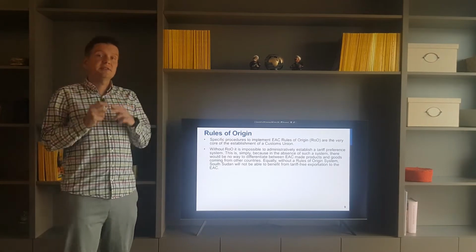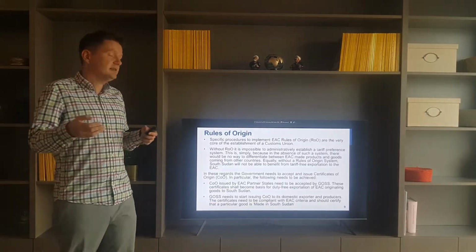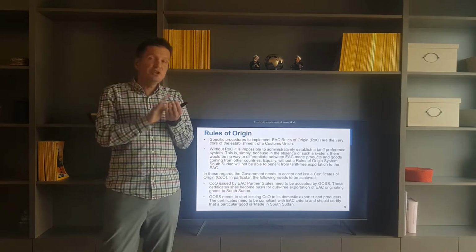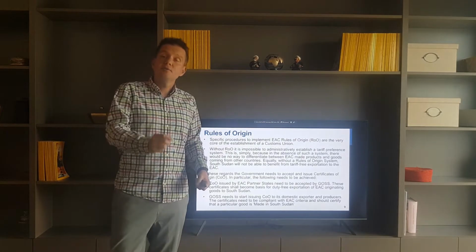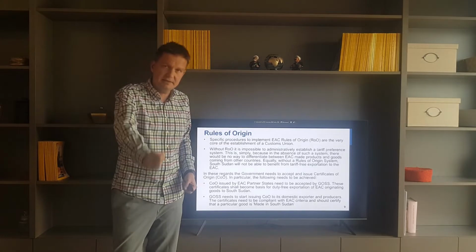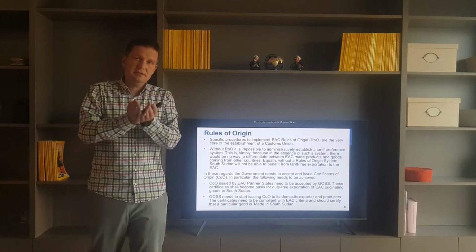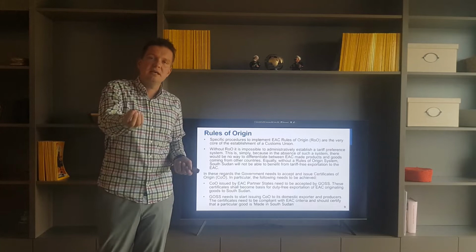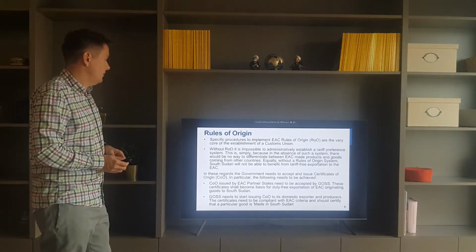Now, the system of rules of origin already exists in the EAC, and South Sudan may only need to provide certificates of origin for goods coming from South Sudan that would be accepted and applied by, say, customs in Uganda and customs in Kenya. Once South Sudanese manufacturers come to the border of Uganda and Kenya and show the certificate, they are allowed to receive tariff-free treatment.